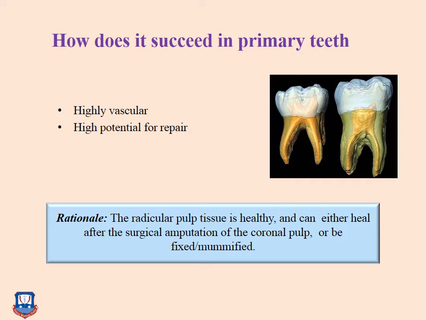So how does it succeed in primary teeth? A major question is, how does pulpotomy succeed in primary teeth? It succeeds because of the high vascularity and high potential for repair. High vascular region because the pulp chambers are large and the flow of blood is high, because of which the pulpotomy succeeds in primary teeth, and there is high potential for repair. So the rationale being, the radicular pulp tissue is healthy and can either heal after surgical amputation of the coronal pulp or be fixed or mummified.